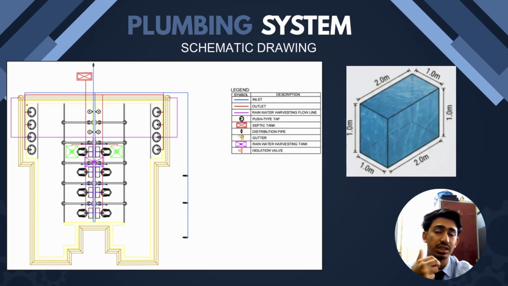And the last one is the push type wash machine tap, where we change the tap to push type to avoid water wastage. And on the right side, there is a water tank design where we use the 2,000 liter tank to supply this water closet. So we design it as 2 times 1 times 1 meter.